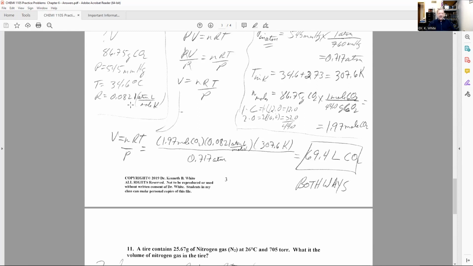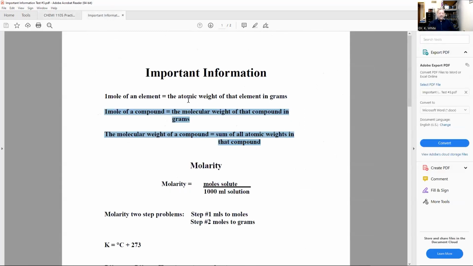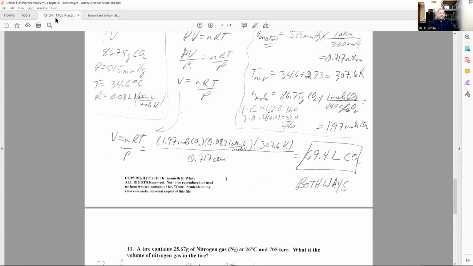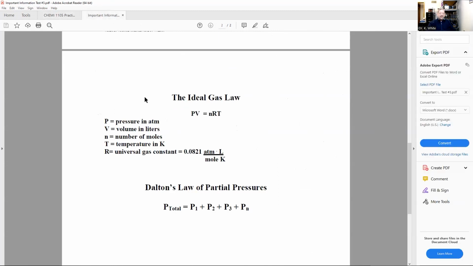R is the universal gas law constant. And if you look at important information, test number 3 for the ideal gas law, I have that there. And temperature has to be in Kelvin, and I have that there. And divide by atmospheres of pressure. Remember, pressure has to be in atmospheres. In case you forget, look at here. Important information, test number 3.